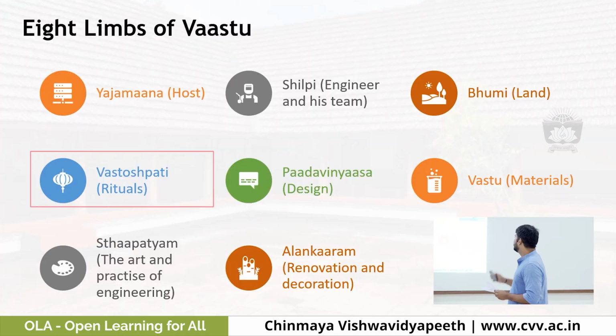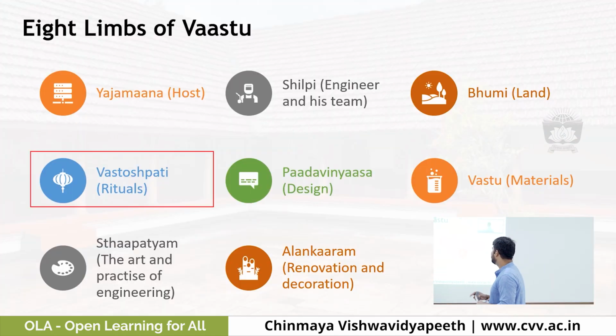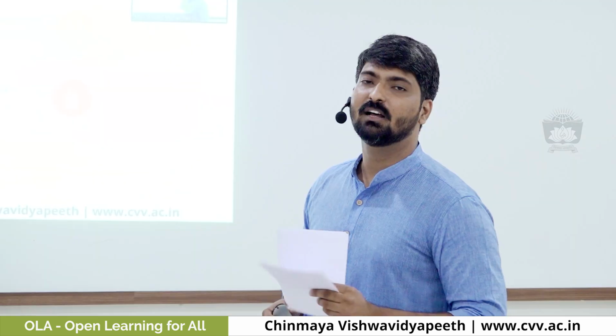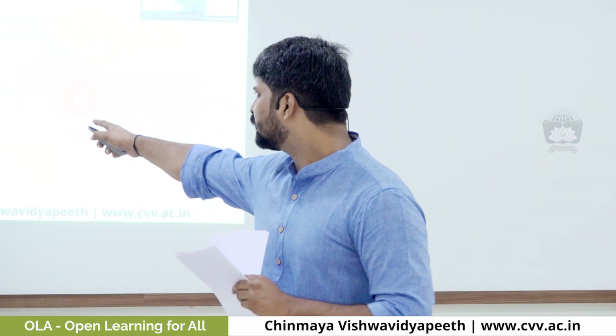Right, so they say visual and oral examination were part of selecting the right place. Then comes the fourth limb, which is called the Vastoshpati, which are basically rituals. The interesting thing is that most of these rituals, we mainly talk about 5 rituals here, we follow even to this day. We all do Bhumi Puja, right? Before we start any project, we do Bhumi Puja, which is we worship the land. Bhumi is our mother.